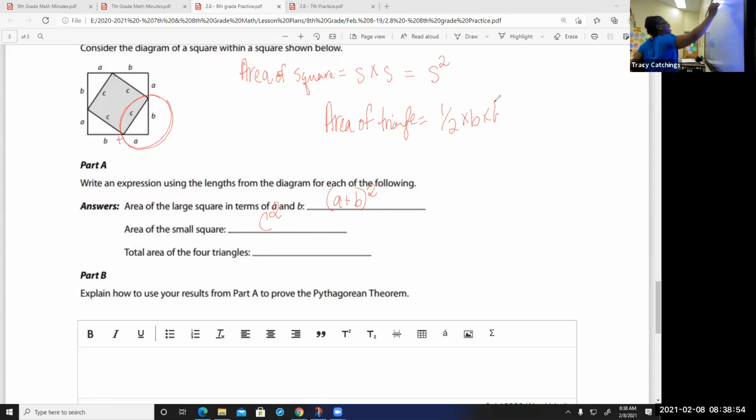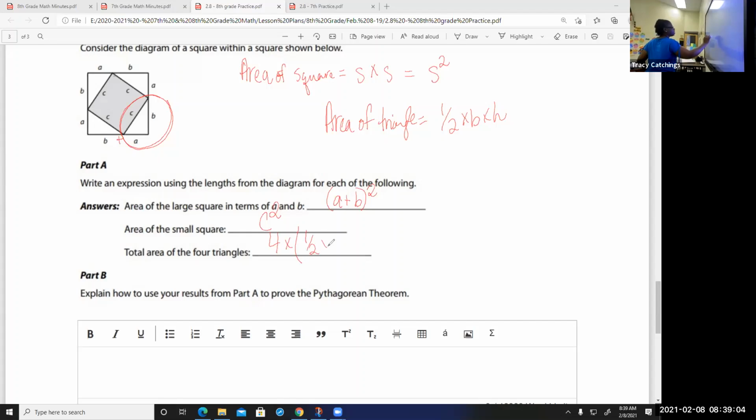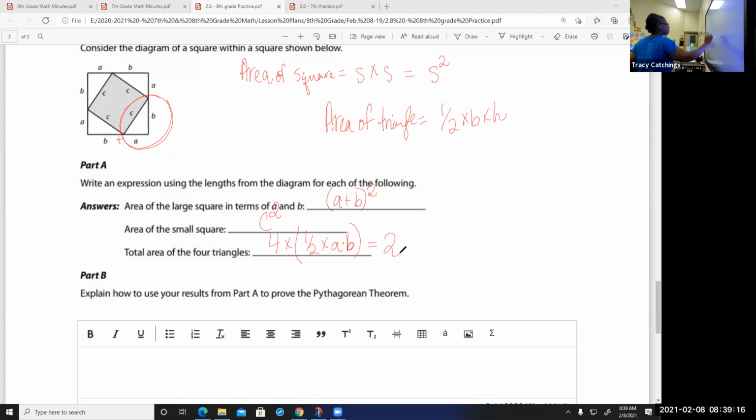So what's the base and the height of one of those triangles? A and B. So that'll be 4 times 1/2 times A and B, or AB. What's a half times 4? 2. Good job. So that'll be 2AB.